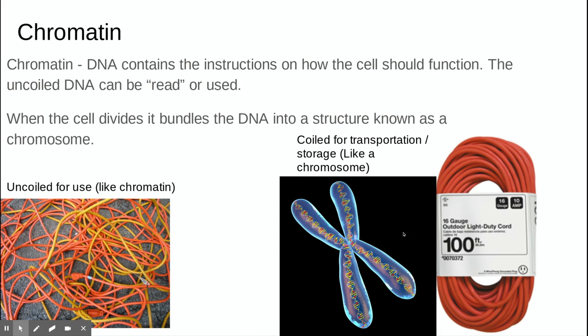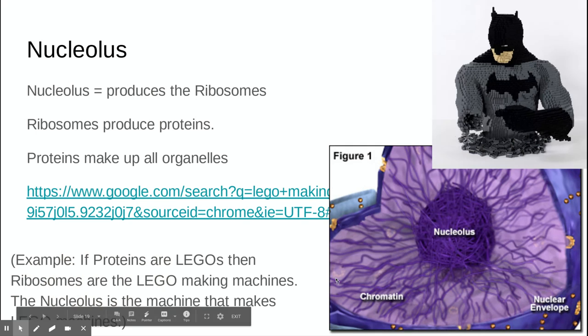But when your cell is ready to split into multiple cells, it's got to coil all that information up into these X-shaped chromosomes. You may have heard the term chromosome before. And this is how your body then can move that DNA around when it's about to split the cell apart and make more cells. The nucleolus, again, that center part of the cell, is good for making ribosomes.